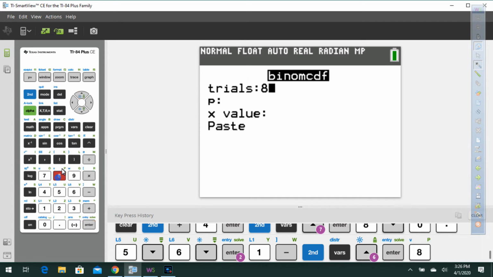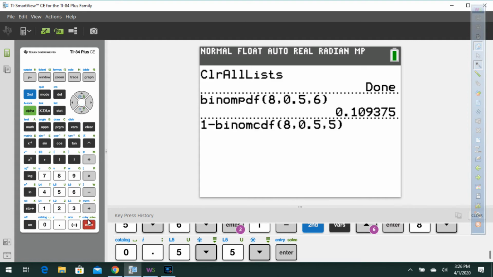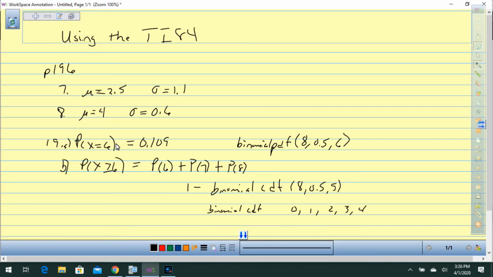Number of trials, 8. Probability is 0.5. The value is 5. And enter. 1 minus that is 0.144. So the probability that X is greater than or equal to 6 is 0.144.